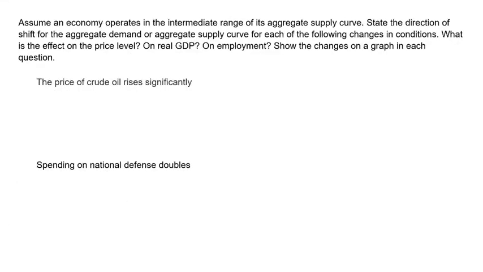Now in this question, we will bring the demand side of the economy and the supply side of the economy together, and we'll try to understand the equilibrium in the economy and what happens when there's a factor changing on the demand side or on the supply side, and what happens to real GDP, employment, and price level. So let's take a look at these examples. Assume an economy operates in the intermediate range of its aggregate supply curve. So I'm going to start with that.